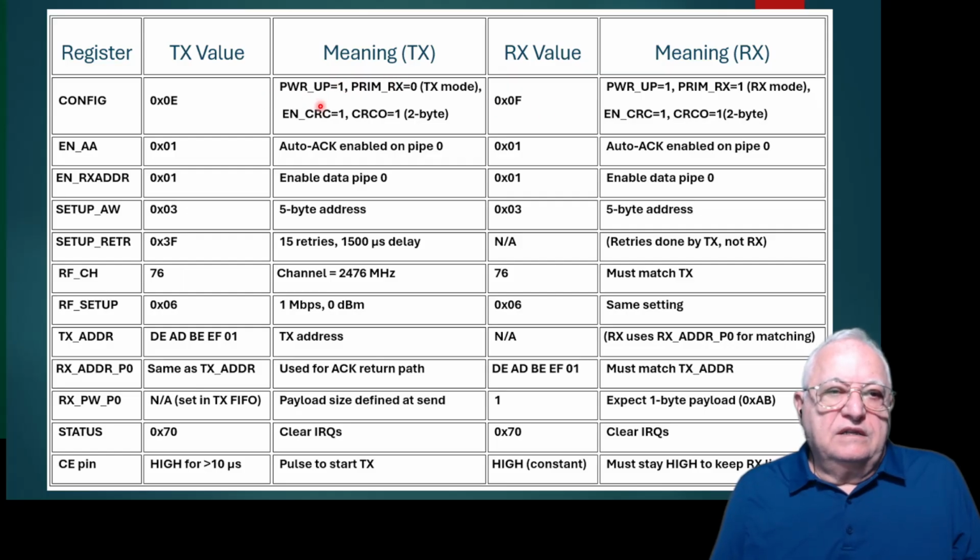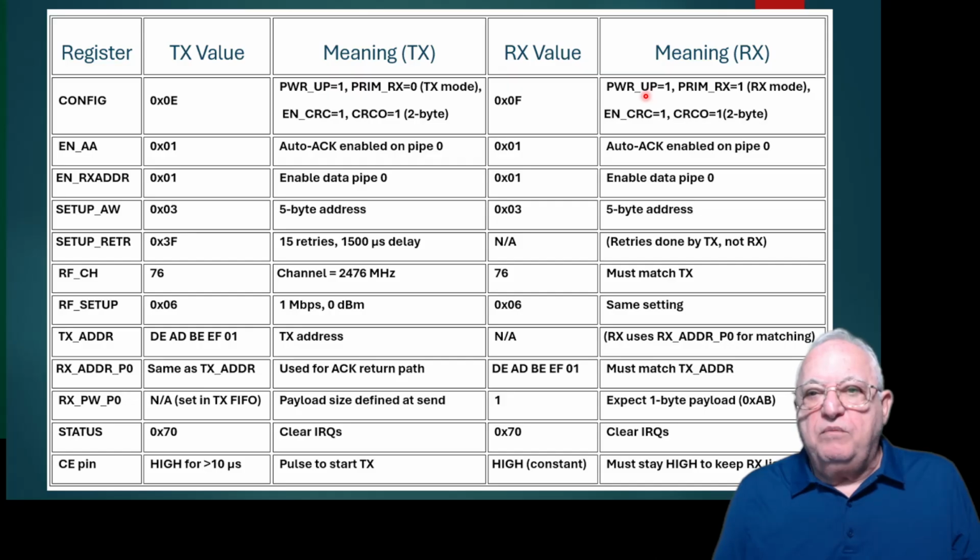So for the config, we have to set up the power up. We need to set up the prim RX to 0, power up to 1, which means we're going to be in the transmit mode. We're going to have a CRC, and the CRC is going to be 2 bytes. That's the configuration. Now on the receiving, it's going to be very similar.